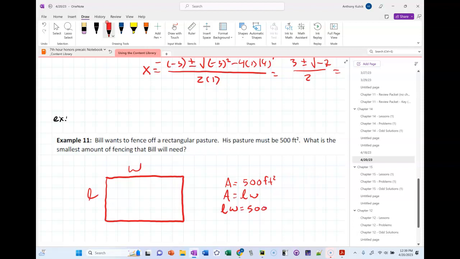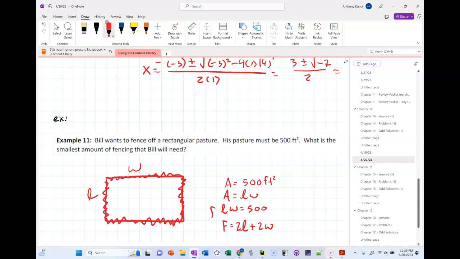Now, what is it asking for? The amount of fencing, right? So it's looking for that. What is that going to equal? That's squared. L squared. The perimeter, 2L plus 2W.